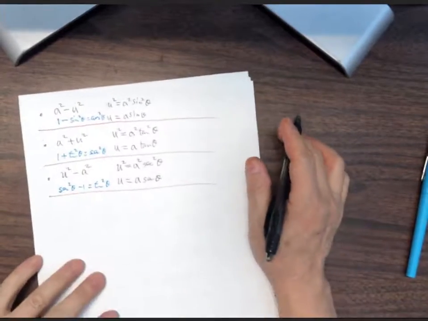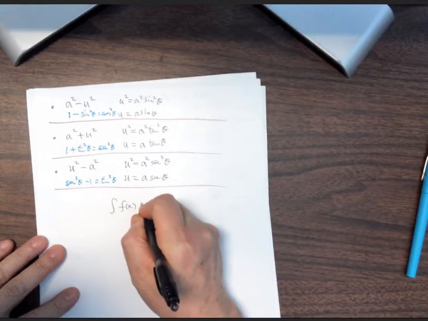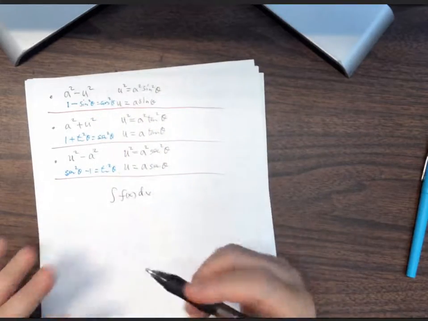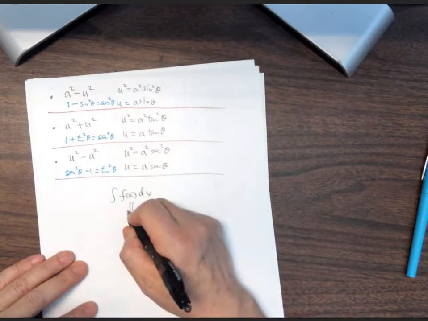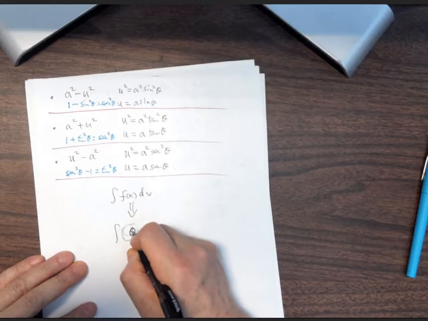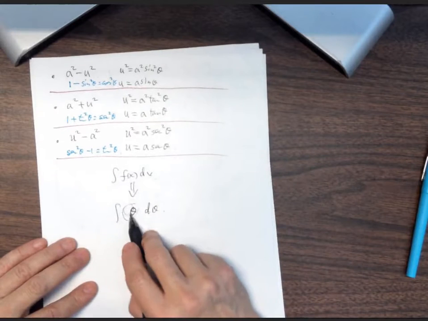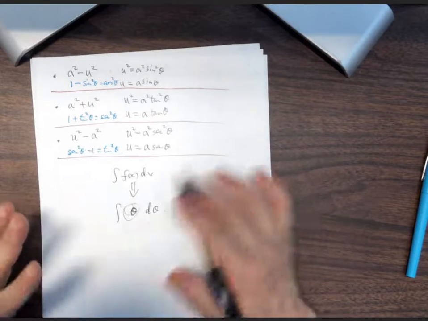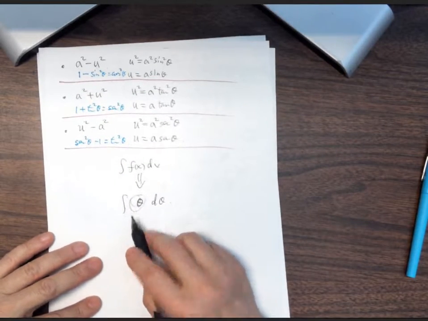So given an integral with an integrand containing any of those guys, we try a trig substitution. This integral would become a new integral involving theta, d theta, right? This will be a trig integral with the trig everywhere, power trig, whatever. And we learned to evaluate this kind of integral before.